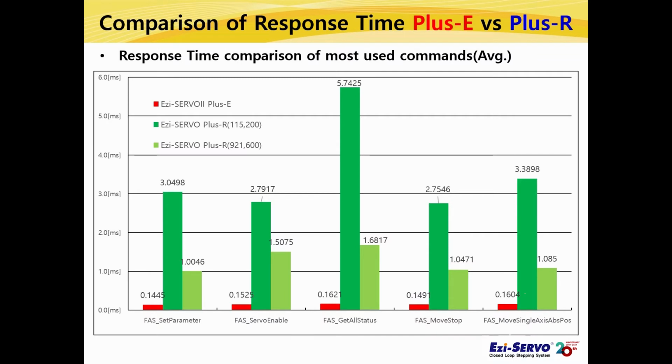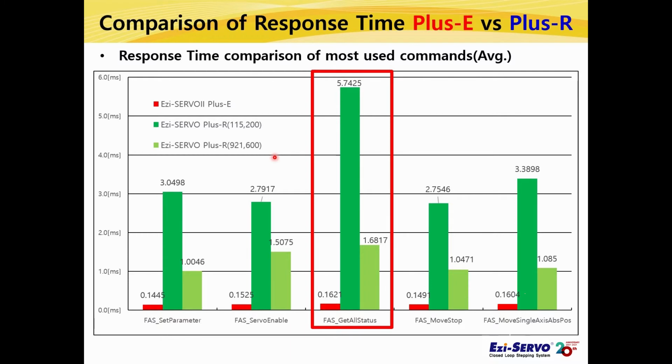This is the response time of the 5 most used commands. The red graph shows the response time of Ezi-SERVOII Plus-E. The green graph shows the response time when the communication speed of Ezi-SERVO Plus-R is 115,200 bps. And the light green graph is when the communication speed of Ezi-SERVO Plus-R is 921,600 bps.